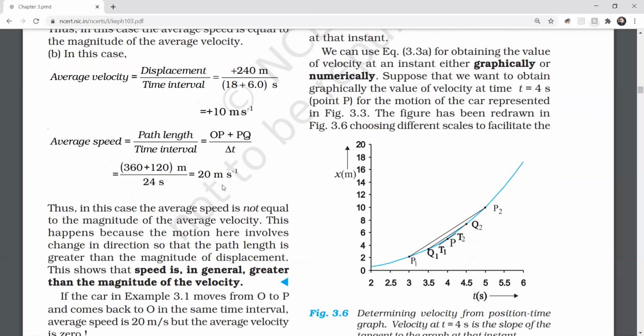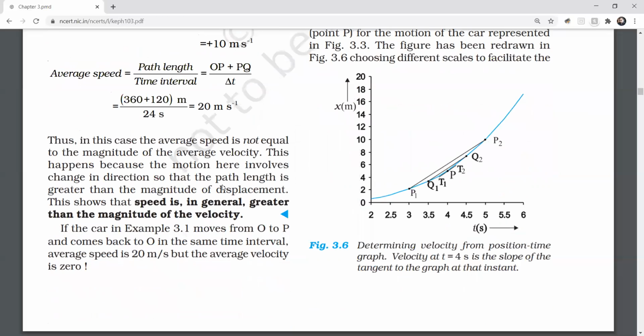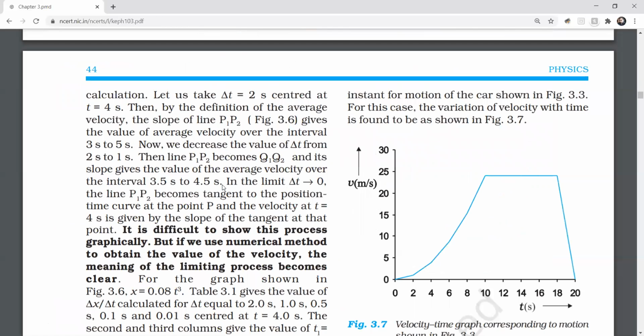Now let's see what is this. So okay, yeah, there's nothing here. I also talked about something wherein we said that it is difficult to show the process graphically, but numerically, if you discuss this through, it would be easier to decipher the total value of velocity that has been done.